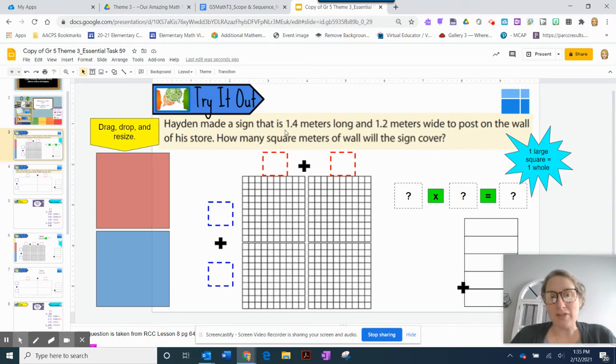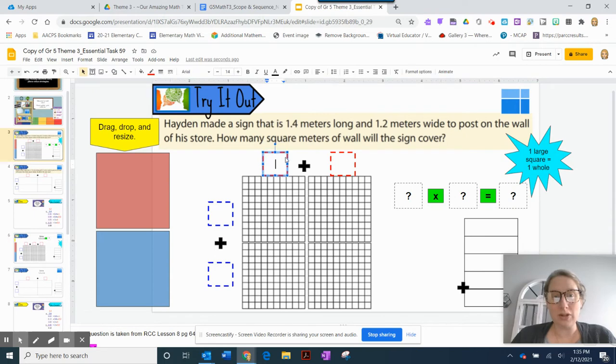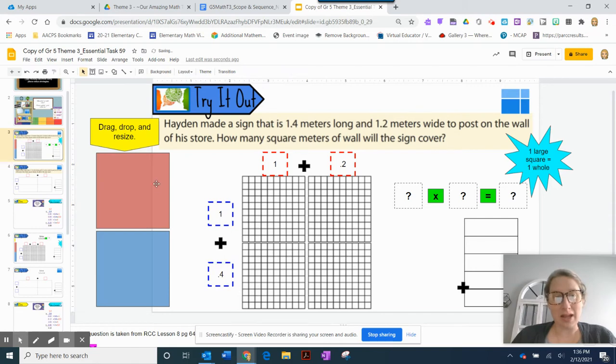So I know I have these two factors. I'm going to decompose my two factors. I'm going to start by looking at 1 2/10. I'm going to say that's 1 plus 2/10. Looking at 1 4/10, I'm going to say that is 1 plus 4/10.